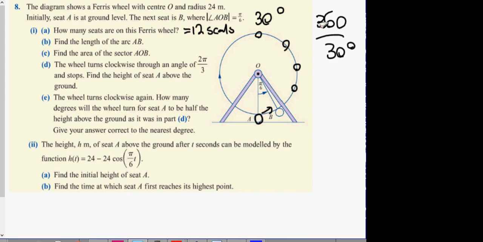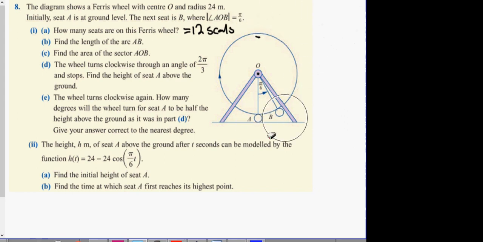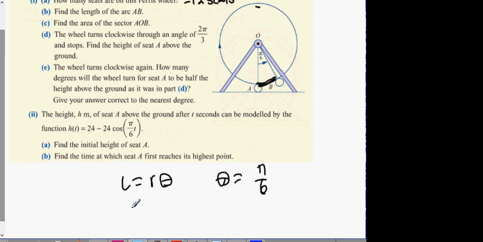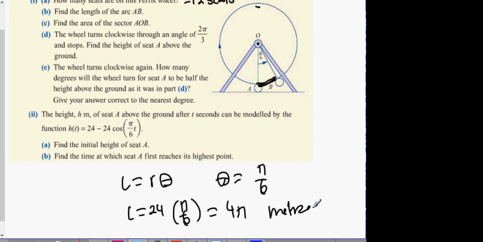Now, next thing it wants me to do is find the arc AOB. Arc is from here to here, and there's a formula for that. L equals r theta, and theta has to be in radians. So L equals 24 times pi over 6, which gets us 4 pi. 4 pi meters.